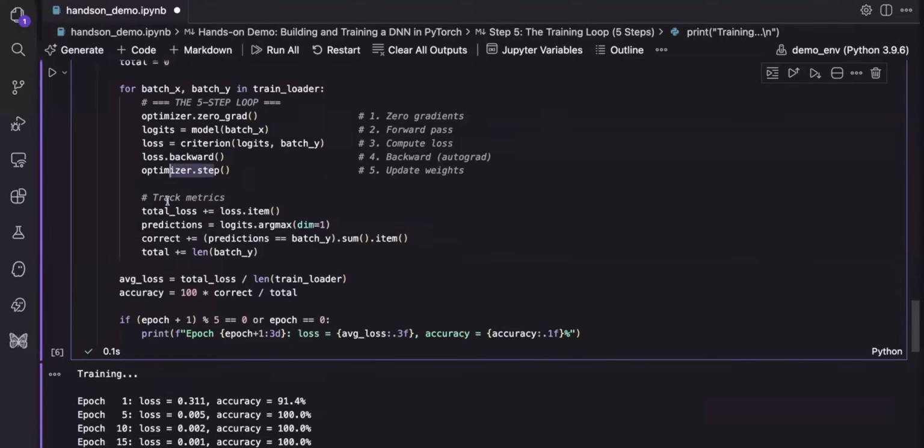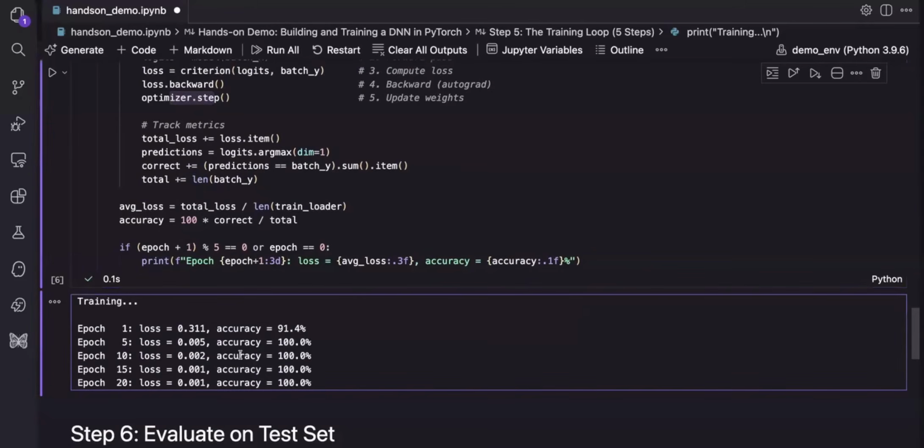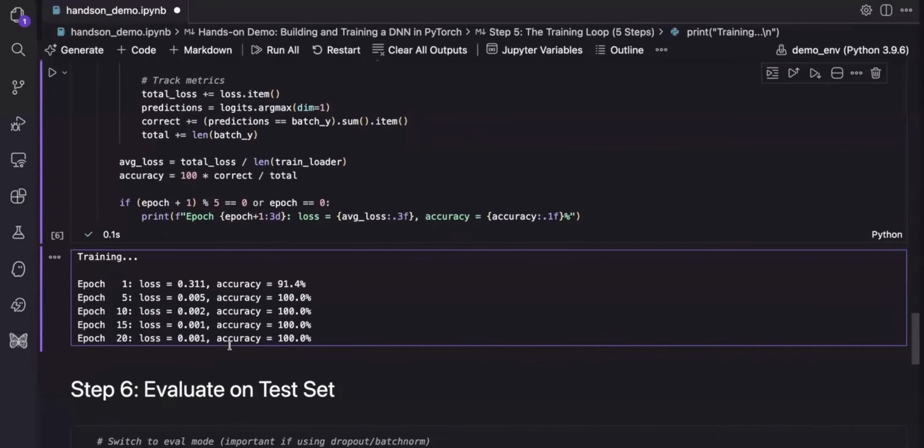Now look at the training output. Epoch 1, the loss is 0.311. Accuracy is 91.4%. Already, after one single pass through the data, the model is getting 9 out of 10 examples right. This is because the three clusters in our data set are quite well separated. The model finds the pattern very quickly. By epoch 5 the loss drops to 0.005. The model converged almost completely after just 5 epochs, and then the loss is just settling down towards 0.